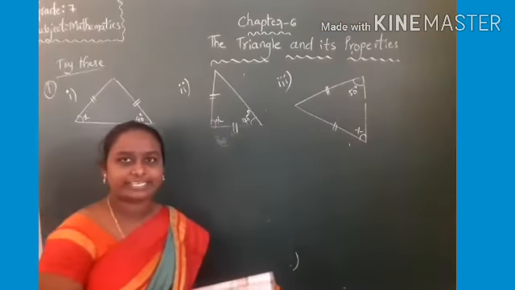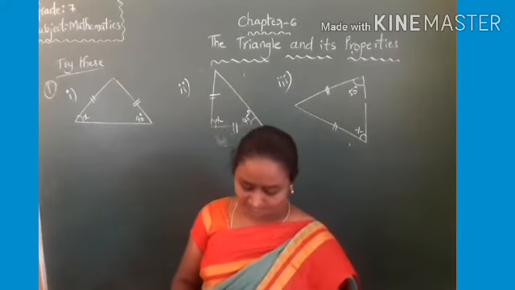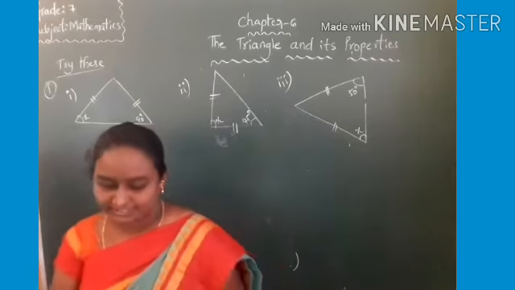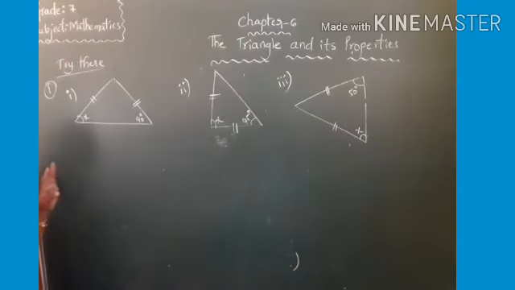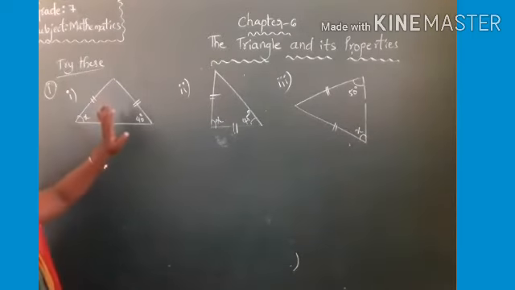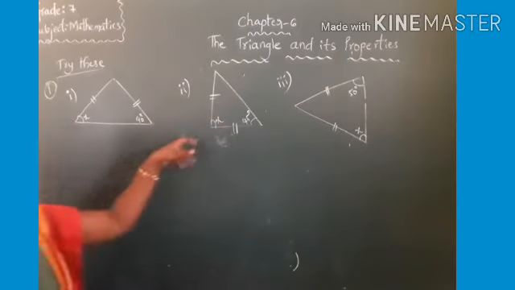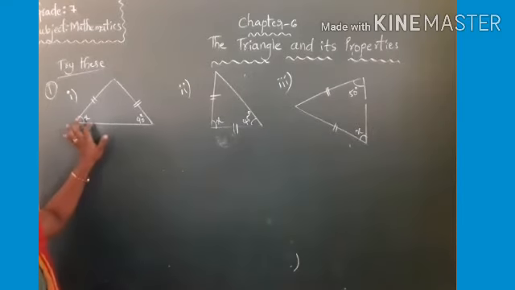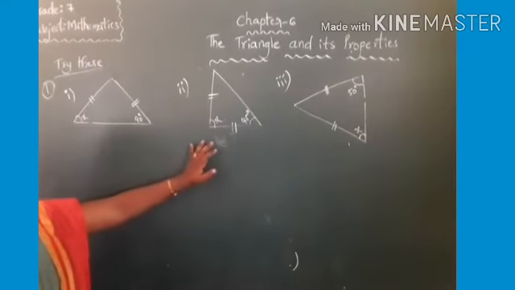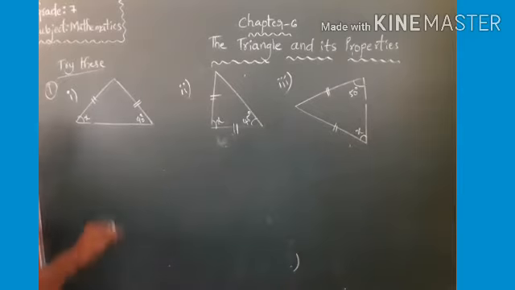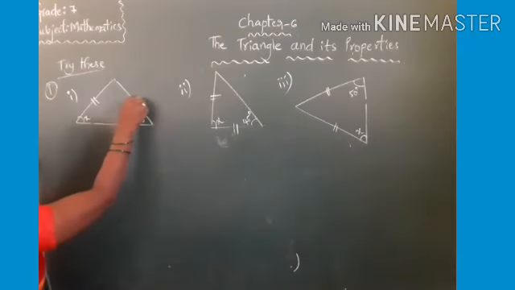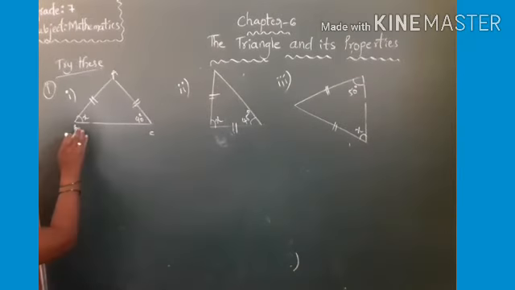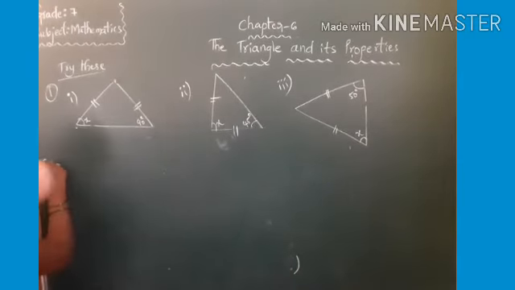Children, take your textbooks, page number 123. Try these problems. Here I have drawn on the board. Observe. Find angle x in each figure. You have to find angle x in each figure. Observe here, these two sides are equal. It is triangle ABC. So that one we will draw one by one here.